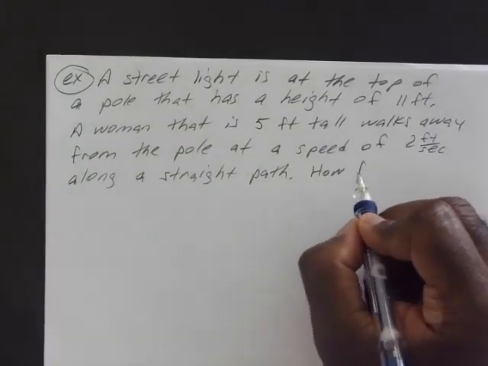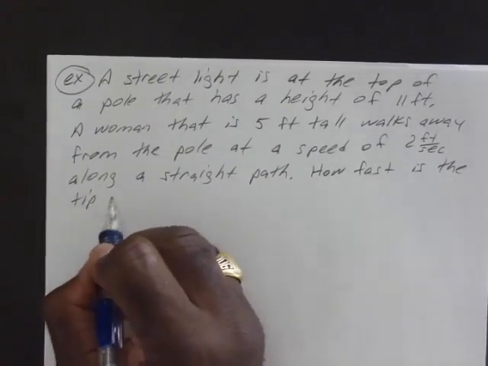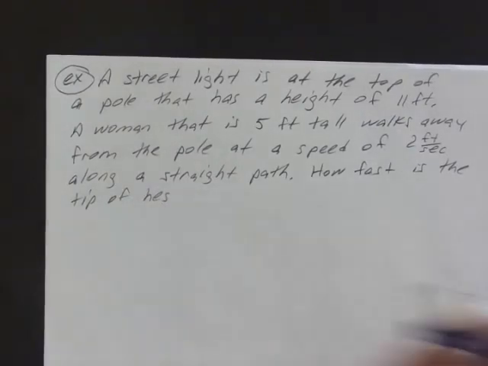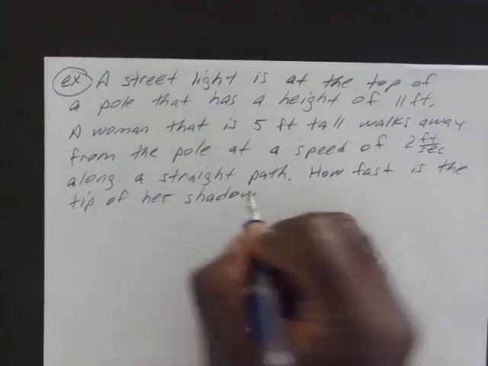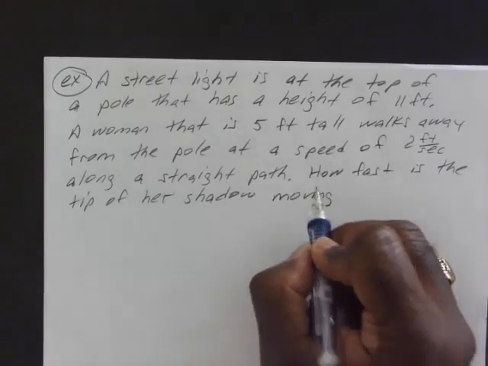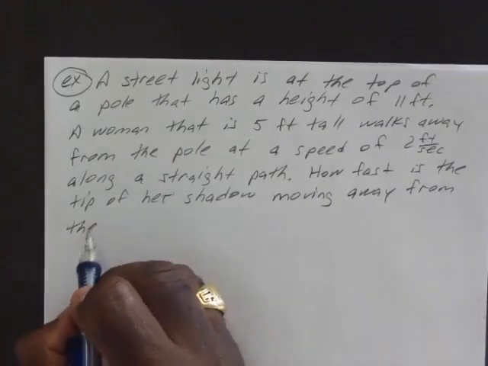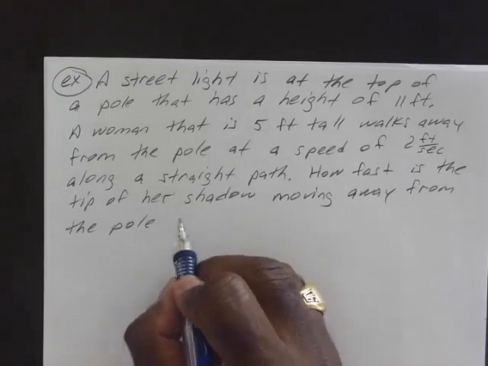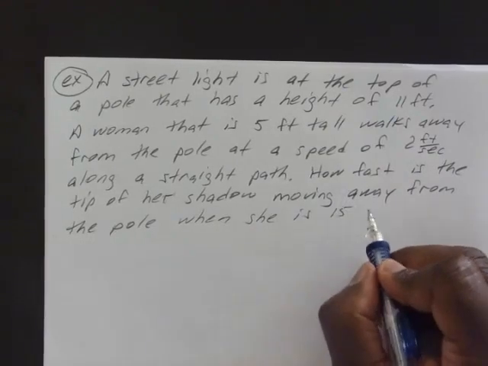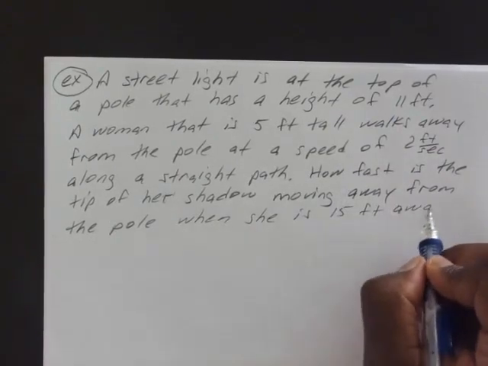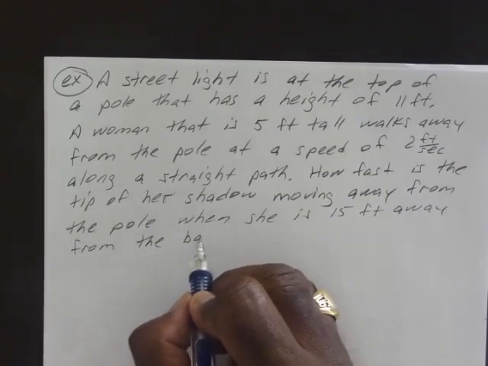So we want to know how fast is the tip of her shadow moving away from the pole when she is 15 feet away from the base of the pole.